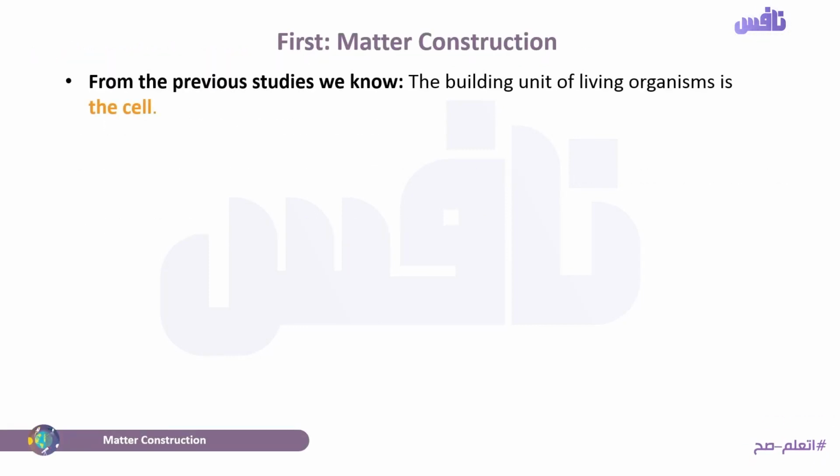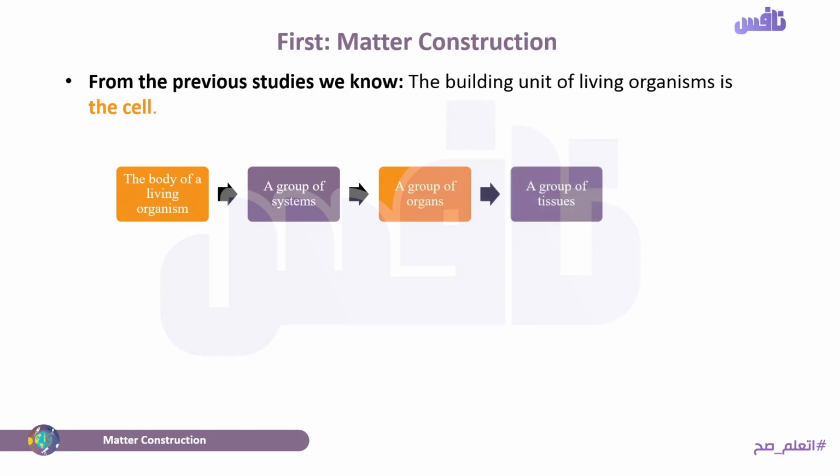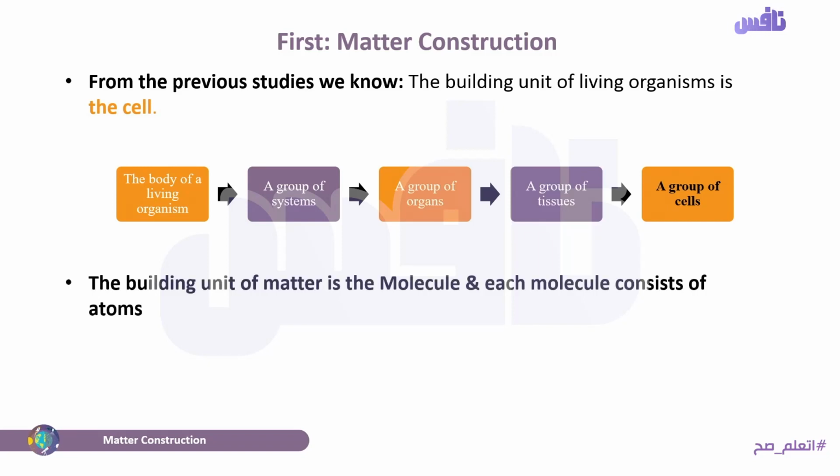What's the meaning of matter construction? From the previous studies, من دراستنا قبل كده اللي احنا عارفين ايه؟ The building unit of living organism is the cell. Okay. Now, the body of all living organisms consists of a group of systems, and each group consists of a group of organs, and each organ consists of a group of tissues, and each tissue consists of a group of cells.